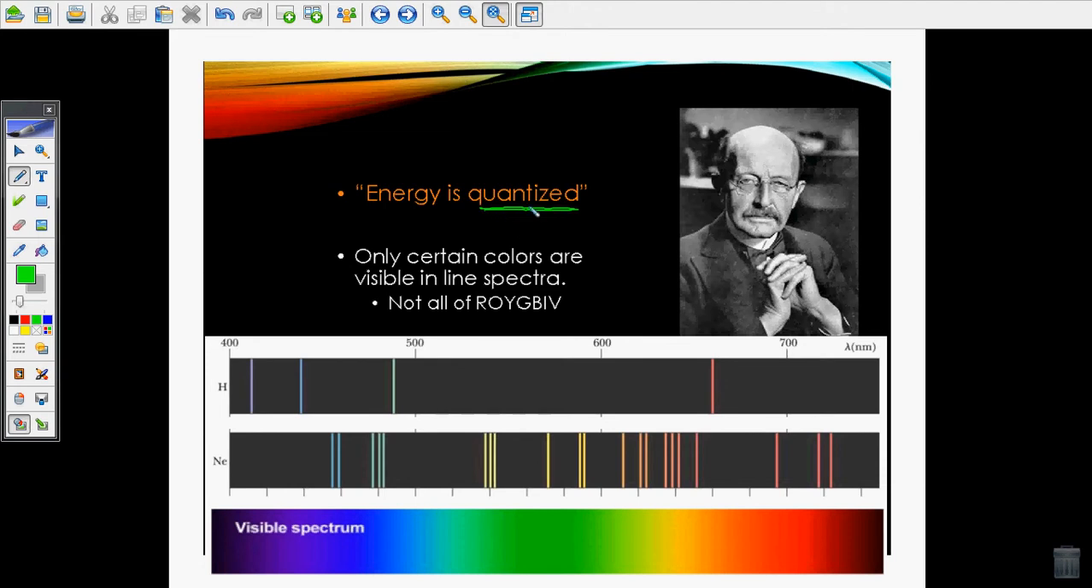He said that energy is quantized because only certain colors are visible in a line spectrum. So for example, when we look at hydrogen and neon, we only see certain colors. We don't see the entire realm of the visible spectrum all the way from ROYGBIV. We only see certain aspects of that. And that's why he came up with this term, quantized. Well, what does quantized mean?